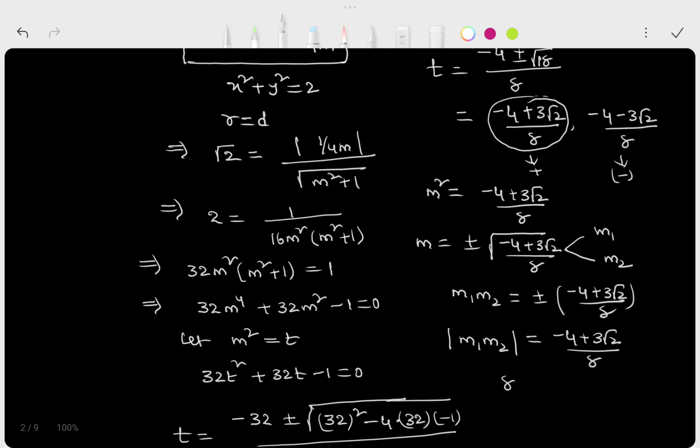Cross multiply: 8 into modulus of m1 into m2 is equal to minus 4 plus 3 into root 2. So what is your right answer? It is 8 into modulus of m1 m2 equals minus 4 plus 3 into root 2.